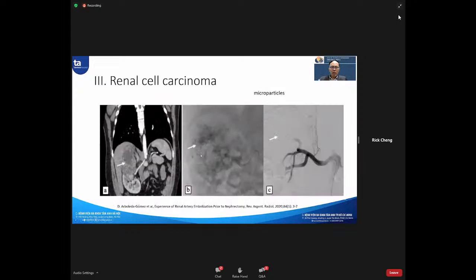And another case, you see a big RCC in the upper pole of the right side, and you do the renal artery angiogram, you see the big tumor, and after you apply microparticle, you see the total occlusion of the tumor and the other branches normal, but this patient has an indication for nephrectomy on the right side. So you see, we do the embolization. It's very good.